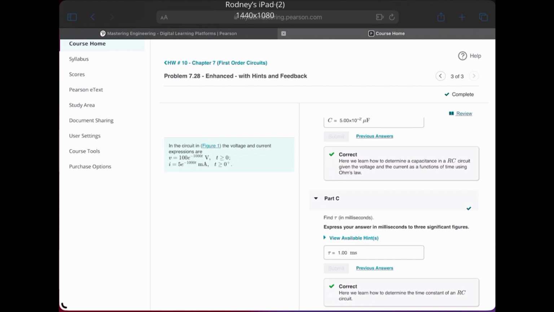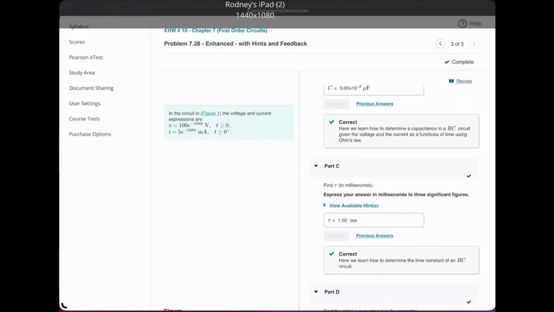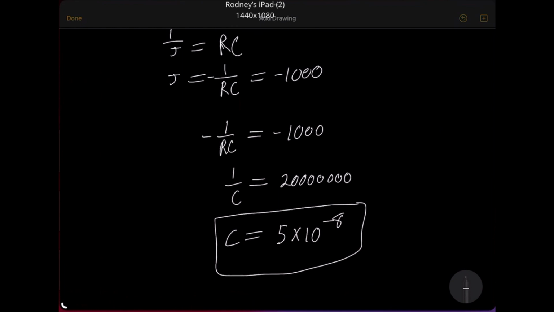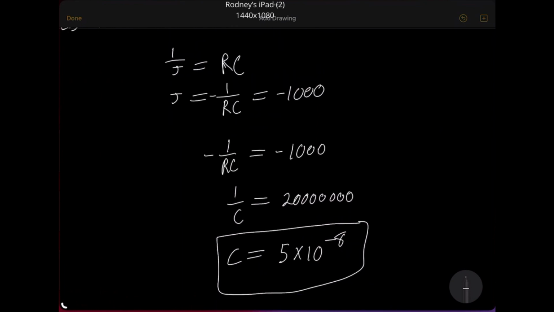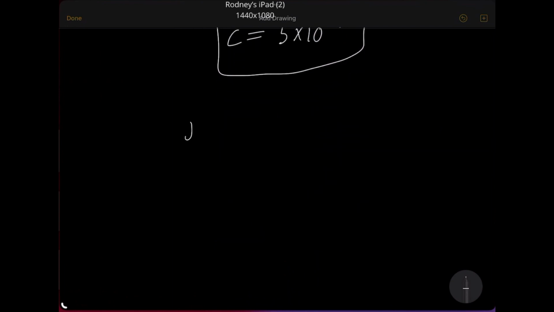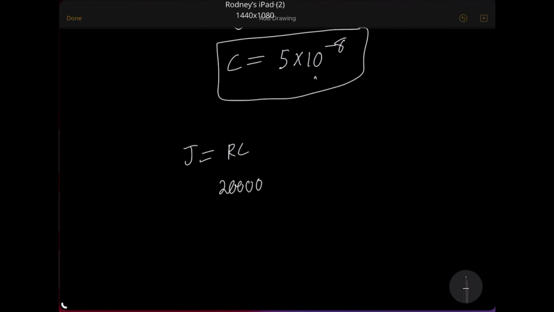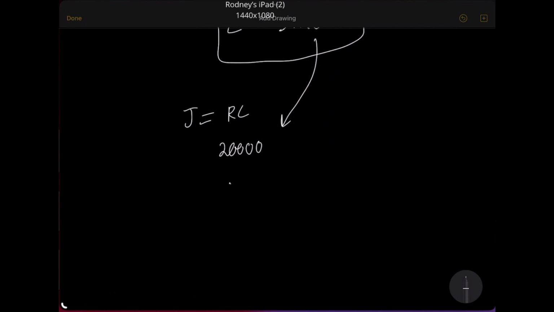Now let's find tau in milliseconds. So since we know that tau is equal to RC, let's plug in those values. Tau is equal to RC. R is 20,000. C is right here. Multiply those together and we're going to get 0.001, which is going to be 1 millisecond.